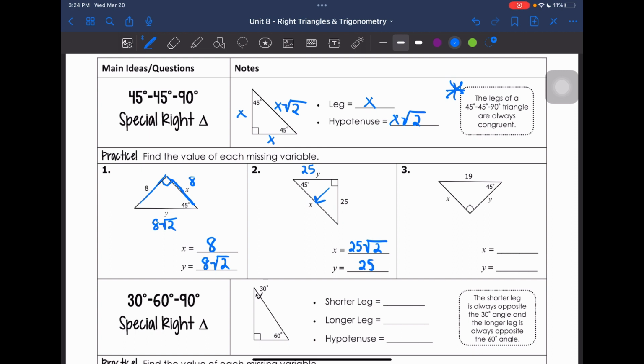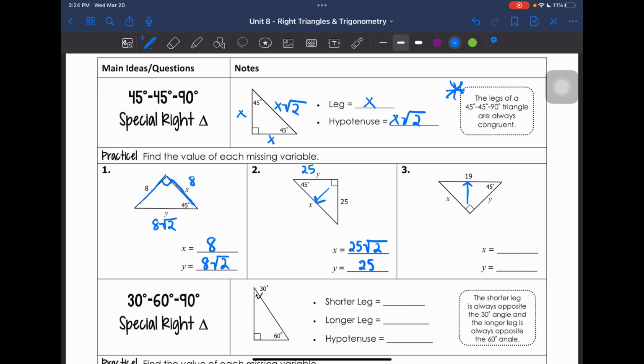So number 3 is a little bit different because now we need to find both of the legs. This time they're only giving us the hypotenuse. So how do we work backwards to find out what the legs are? We know that they're going to be the same, so whatever we get for one is the same thing that the other one's going to be.